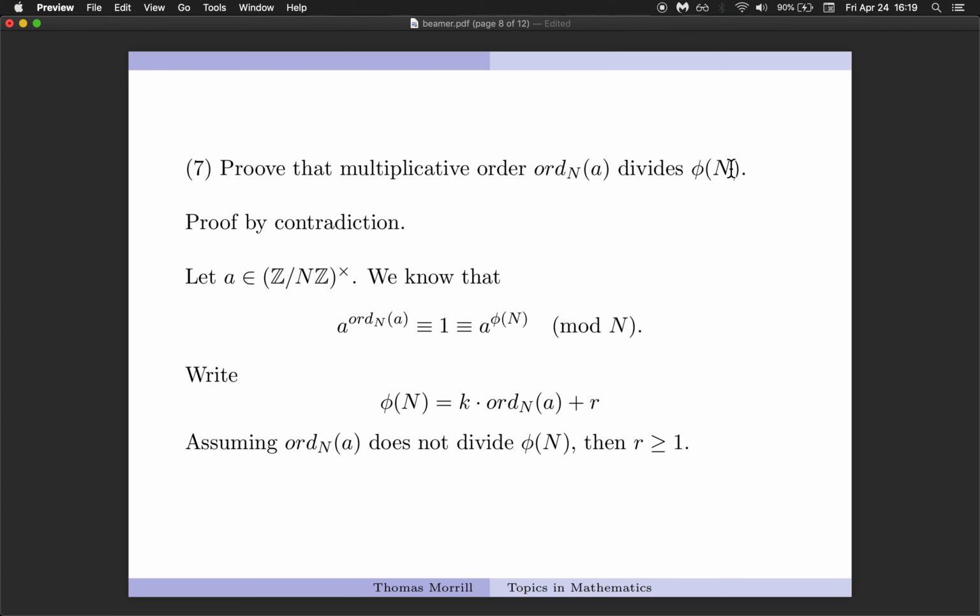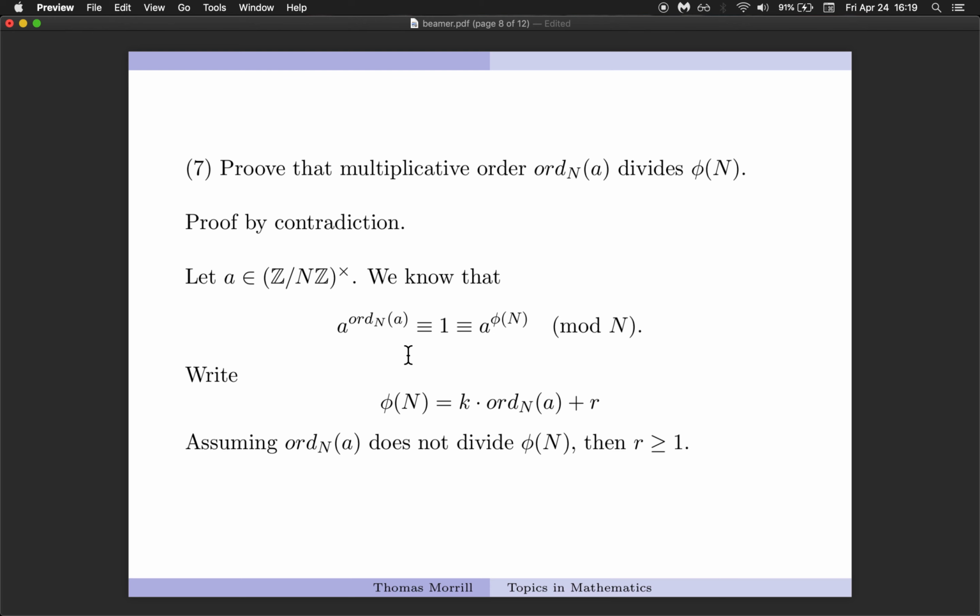And in this context, where we're talking about powers of a which are congruent to 1 mod n, Euler's theorem tells us that a to the power of phi of n will also reduce to 1 modulo n. So I've identified the situation where these numbers are relevant to each other. Now, the easiest way I know to prove this is by contradiction.